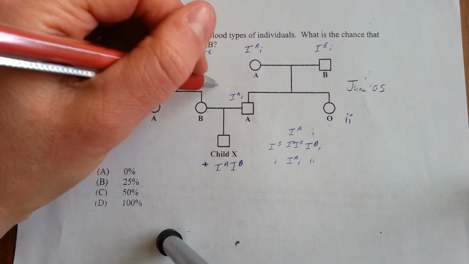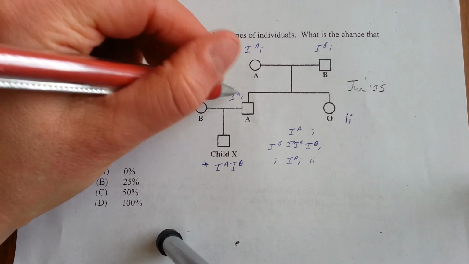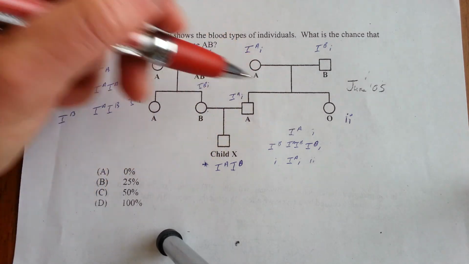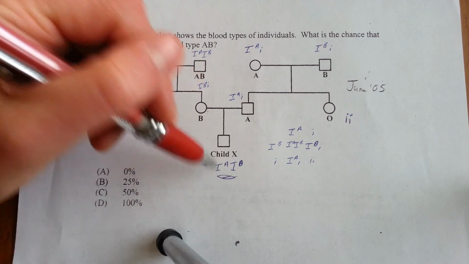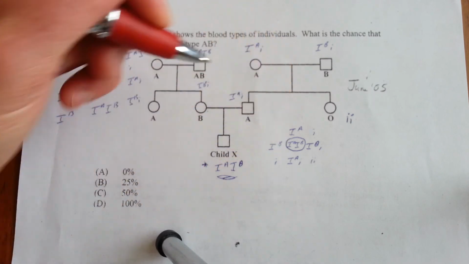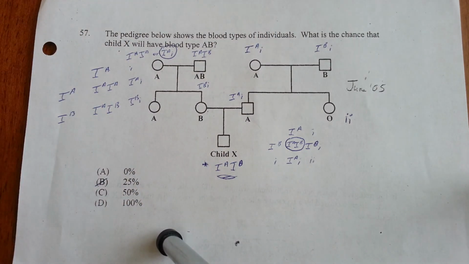that person reproduces with a male who's IAi, and it's the same cross as we already did down here. So in terms of the child who is type AB, here's our chances. It's 1 in 4, or 25%.